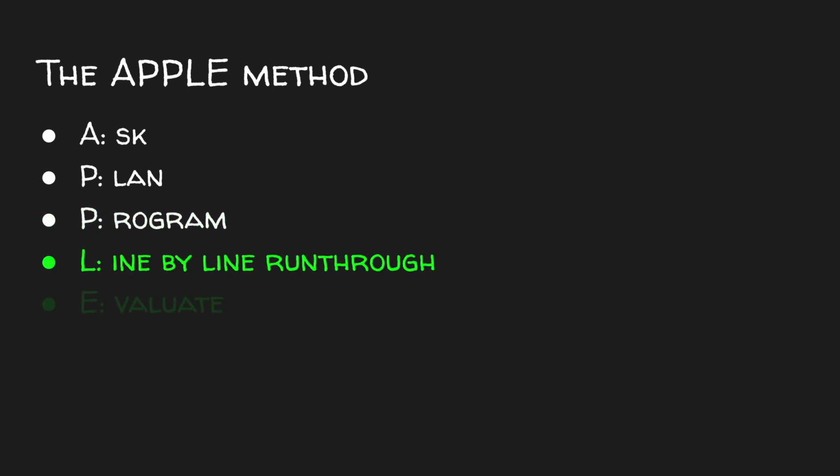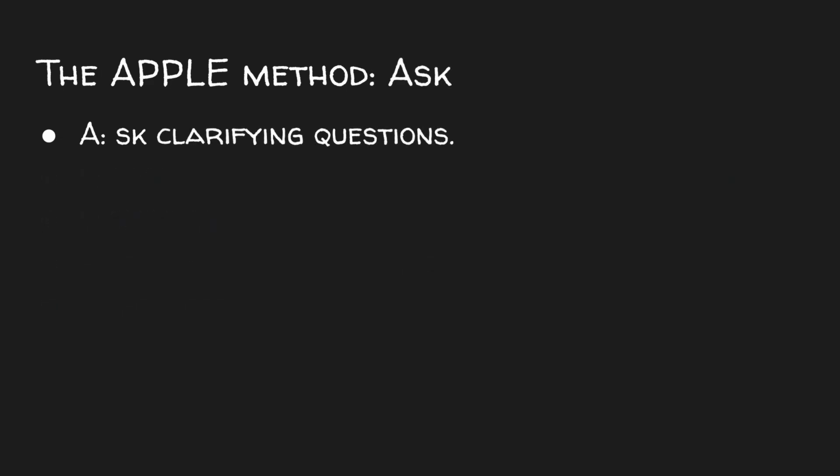This method is called the APPLE method. APPLE is an acronym for Ask, Plan, Program, Line-by-Line Run-Through, and Evaluate. Let's go over these steps in a little more detail and see what this approach looks like in action. So the first step is to ask clarifying questions. Specifically, come up with a set of at least 3 test cases with a broad range of inputs and verify their expected output with the interviewer.